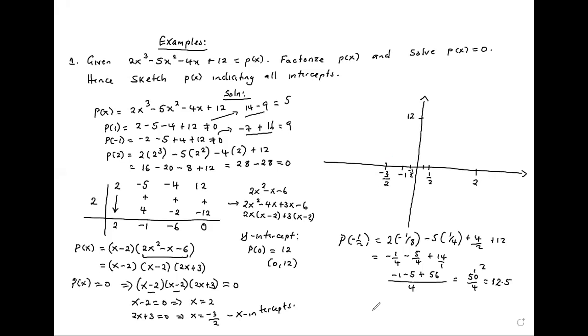Okay, let's see. Now we get a number before. Let's use negative 2. Negative 2 will give us 2 times negative 8, minus 5 times 2 squared, which is 4, plus 8 plus 12. This is negative 16 minus 20.